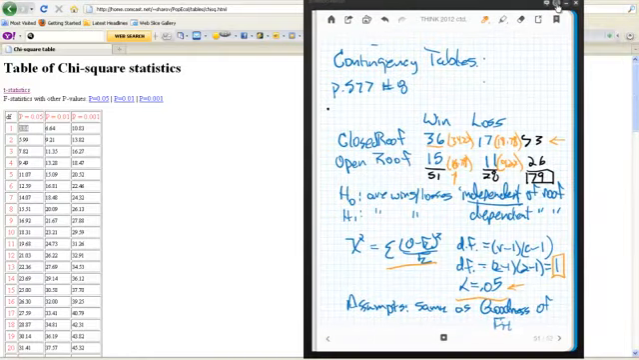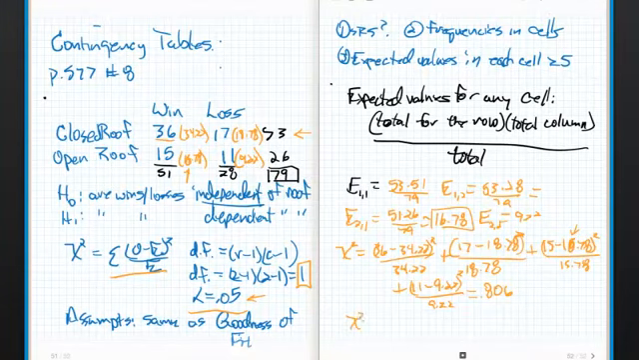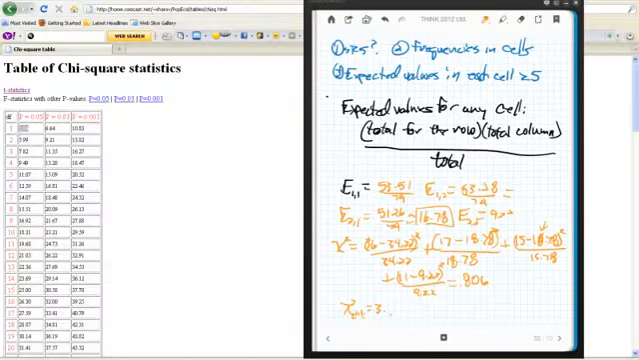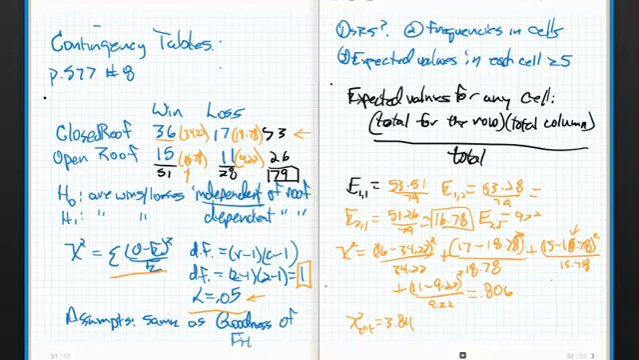Let's see if I can get her nice and big. So let's see, chi-squared critical was what again? 3.84. All right, so chi-squared critical is 3.84. Let's make sure we understand graphically what happens here.